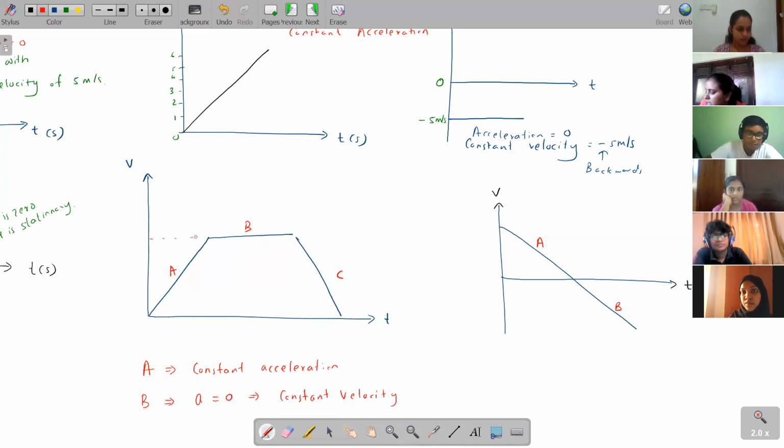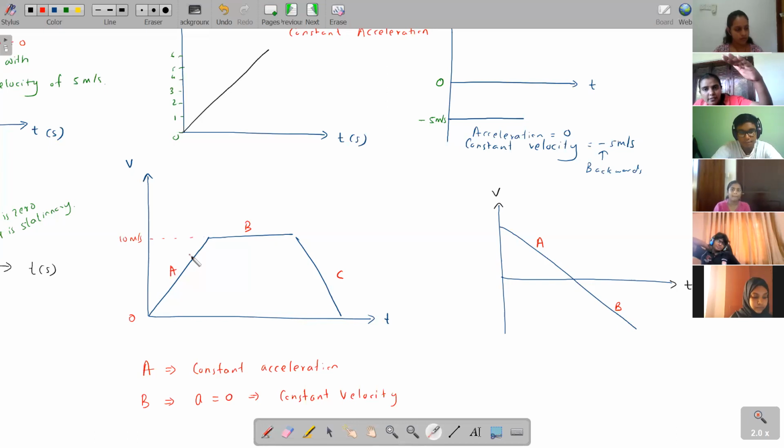Say you accelerated and came to a speed of 10 meters per second. Here you were at 0. Then in section A, from 0 to 10, you accelerated. You had a speed of 0, you accelerated to a speed of 10. Then once you reach the speed of 10, what do you do? You maintain the speed of 10. Now you don't increase. You maintain the speed of 10, and then what happens in C?